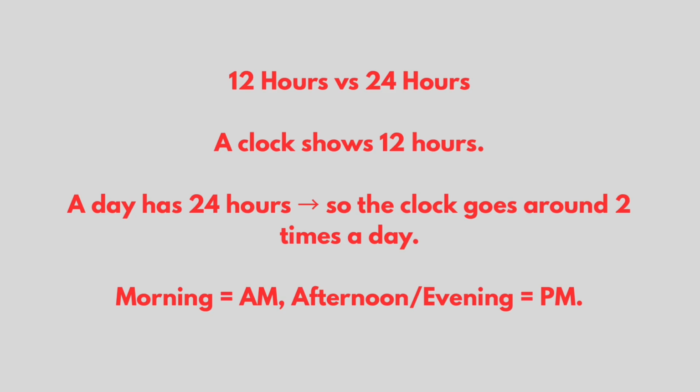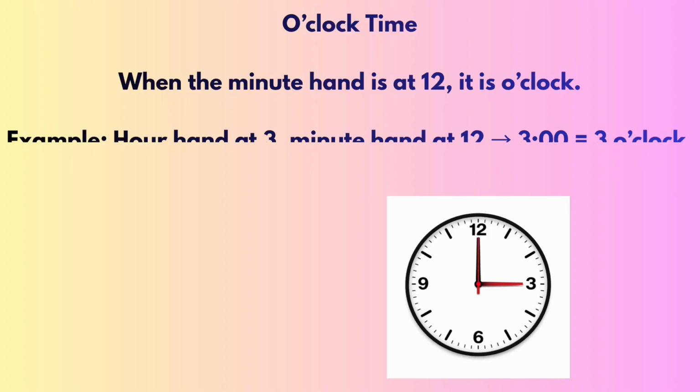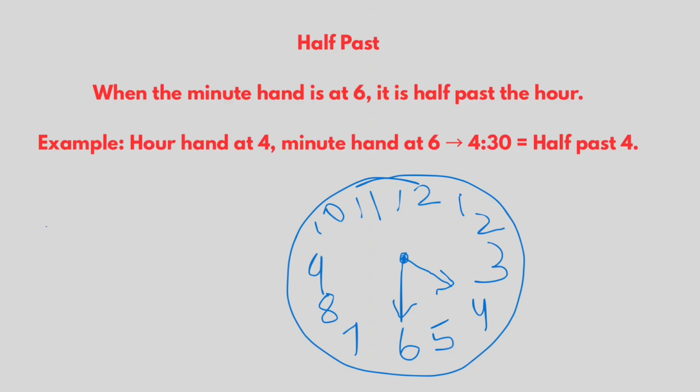Now o'clock time. When the minute hand is at 12, it is o'clock. Example, hour hand at 3 and minute hand at 12. This is 3 o'clock. What would we say? 3 o'clock.